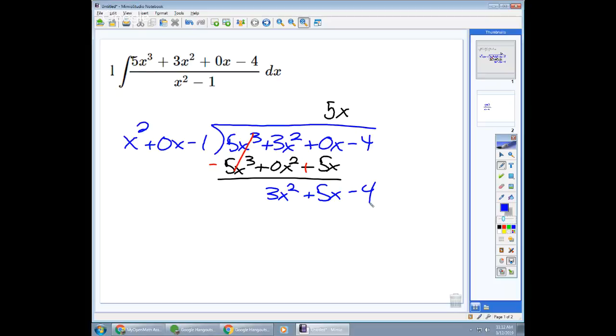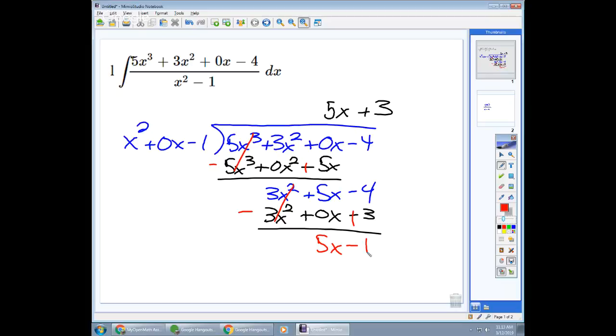All right, what do I multiply to get 3x squared? Plus 3. That gives me 3x squared plus no x, minus 3, right? And subtract by adding opposites, and that annihilates a column. 5 plus 0x is 5x, and negative 4 plus 3 is negative 1. So that's my remainder there.